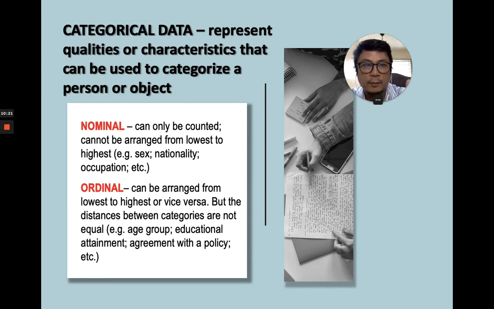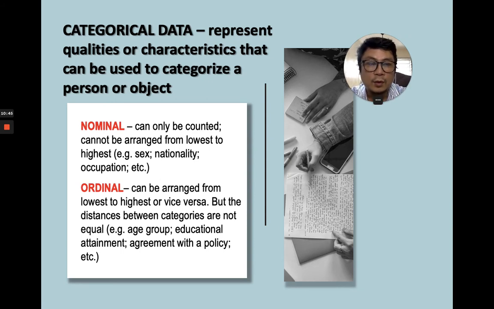When we put them on a list, we can arrange them in any way we want. We can arrange them alphabetically. We can arrange them randomly. We can always put refuse to answer at the bottom, but there's no difference in the value between those possible answers.